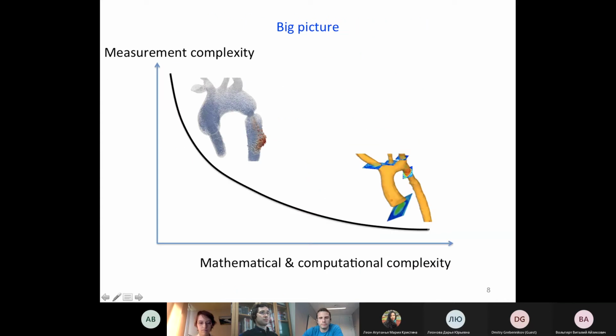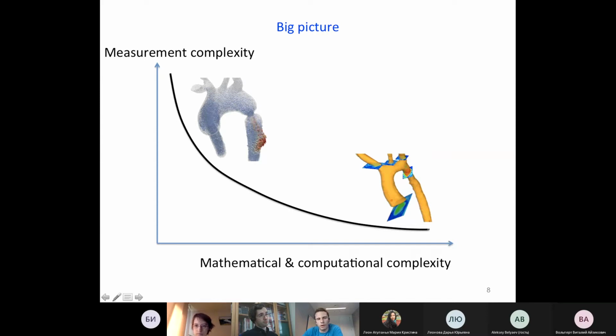So the big picture is that when you measure a lot, for example, you measure the 3D velocity field over time, you end up with methods that are less complex mathematically, but where the measurement complexity is largely increased. So the scan time and the challenge: maybe the scan will not work properly and you have to repeat it and so on. So that's the trade-off.